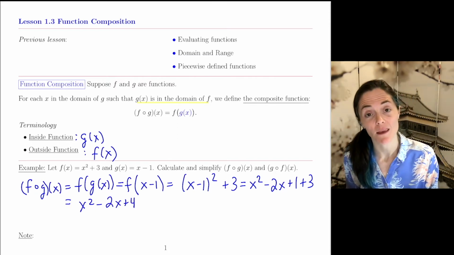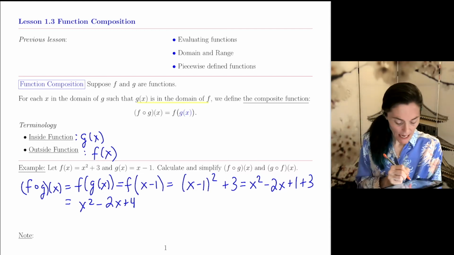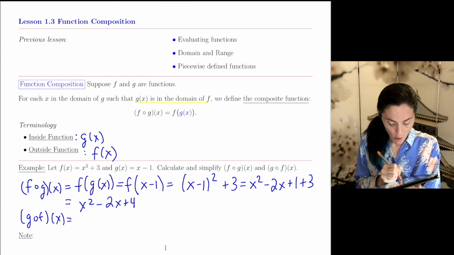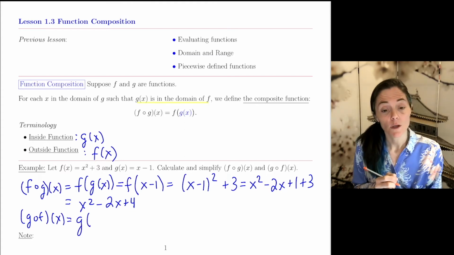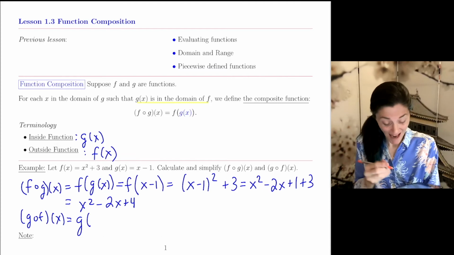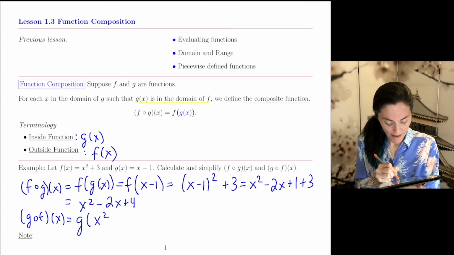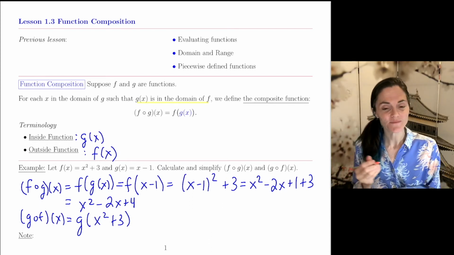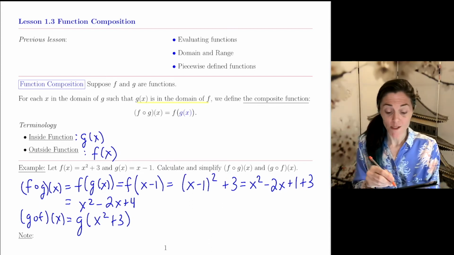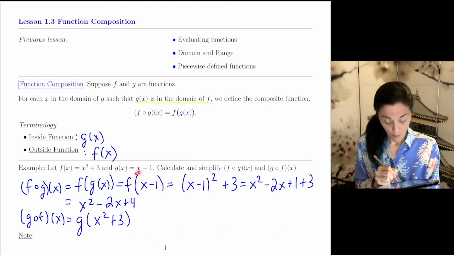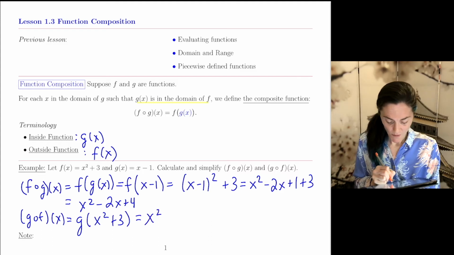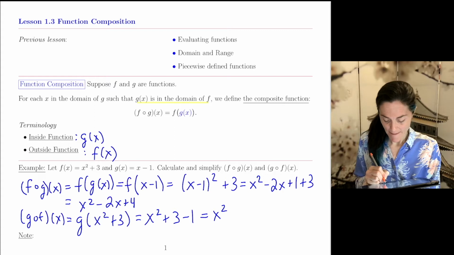Now let's compute the other function composition, which is g compose f of x. What this one says is you put in the formula for f of x, which is x squared plus 3, into function g. And g is x minus 1. So everywhere we see an x, we put in x squared plus 3. So you have x squared plus 3 minus 1. We get x squared plus 2.